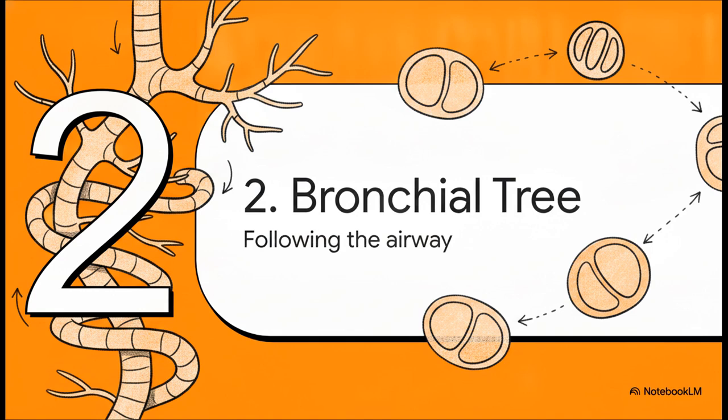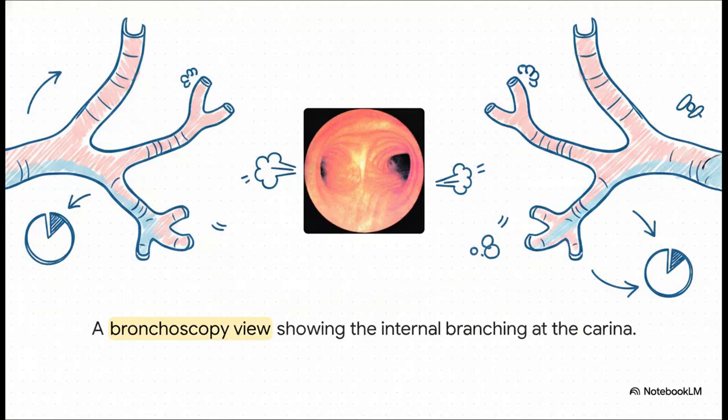Moving on to Section 2. Down the bronchial tree. To find these individual apartment units, we have to travel macro to micro. We have to follow the path of the air. Imagine you're looking straight down the windpipe, or trachea. You eventually hit this keel-like median ridge right in the center where the main airway splits left and right. This split is called the carina.